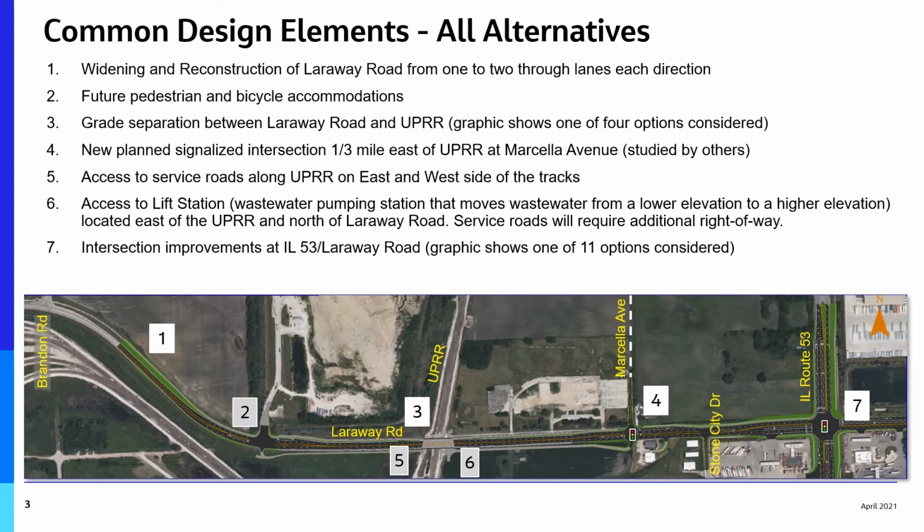4. A new signal-controlled intersection planned by the City of Joliet about a third of a mile east of the railroad. This future road along existing right-of-way, being studied by others, will be Marcella Avenue. 5. The recommended grade separation between Laraway Road and the railroad requires the existing service roads that provide access to the railroad and a lift station to be replaced.